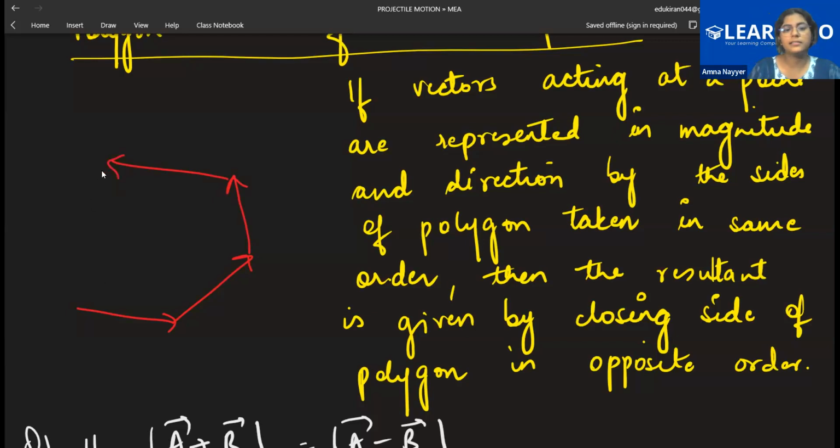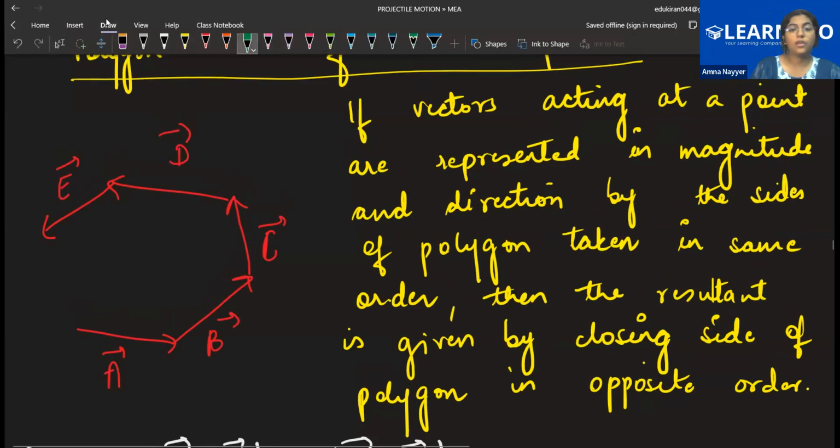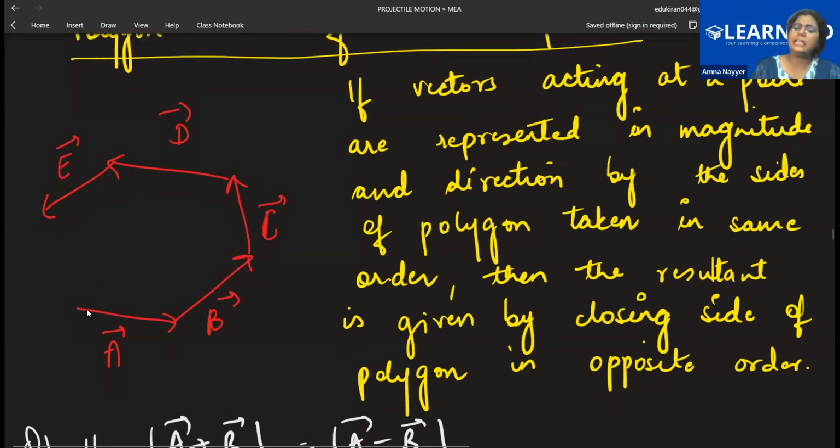Like this. So this is vector A, this is vector B, this is vector C, vector D, vector E. So for the resultant, we take exactly in the opposite order with the closing side. This is the result. Now magnitude and direction, same formula.